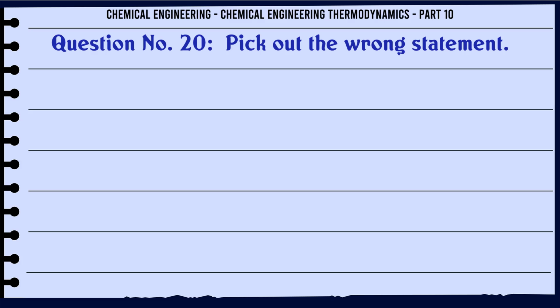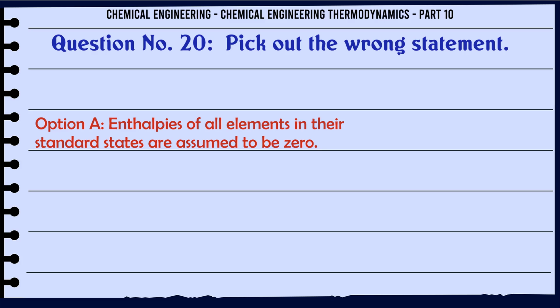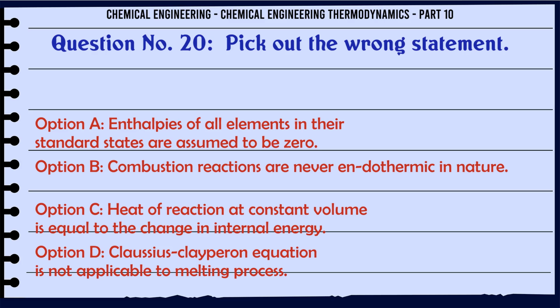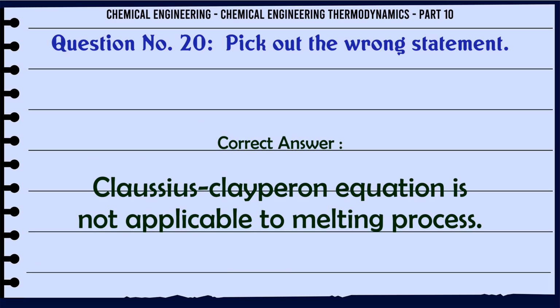Pick out the wrong statement. A. Enthalpies of all elements in their standard states are assumed to be zero. B. Combustion reactions are never endothermic in nature. C. Heat of reaction at constant volume is equal to the change in internal energy. D. Clausius-Clapeyron equation is not applicable to melting process. The correct answer is Clausius-Clapeyron equation is not applicable to melting process.